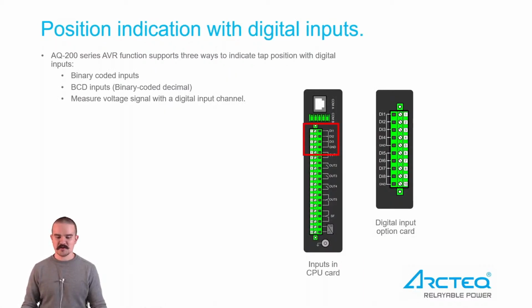Position indication with digital inputs. This one can be done if you are using binary coded inputs or BCD inputs, which stand for binary coded decimal inputs. And in addition to those two, there's also the possibility to take a voltage signal from the tap changer and connect that to one of the digital inputs. And because the digital inputs in the digital input option card, they are able to measure voltage as well.